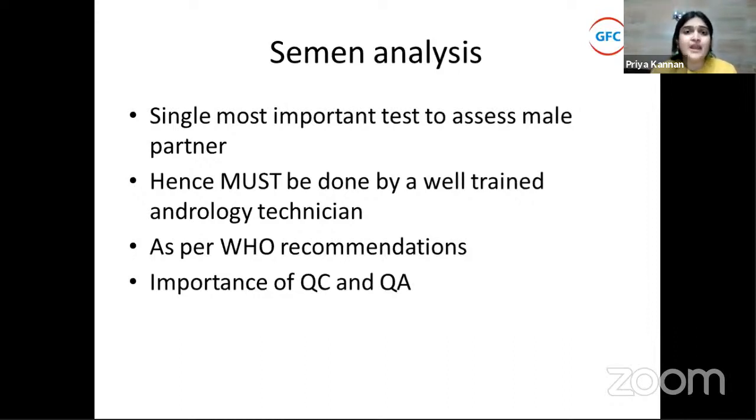Because as we all know, we all have to speak in the same language so that each of us can understand what the other person is saying. Analyzing each other's work is then also very simple, and that way we can put forth our data for analysis as well. Hence WHO is the most important criteria on which we have to assess any semen sample. I don't think I need to insist on the importance of quality control and quality assurance when we are doing the semen analysis. People might think it is just a semen analysis, but that is the basis on which we are going to plan the treatment protocol for that particular couple. Hence it becomes extremely important to do that extremely well.